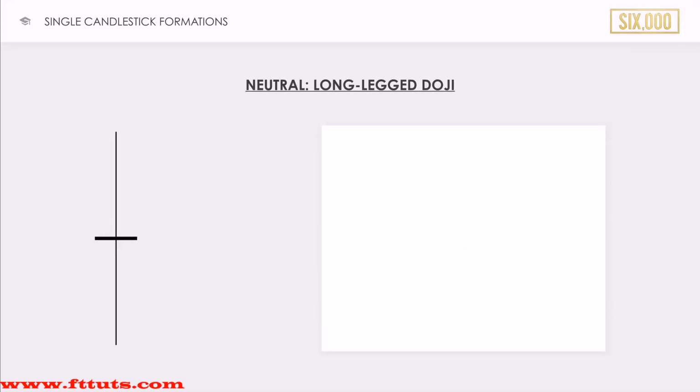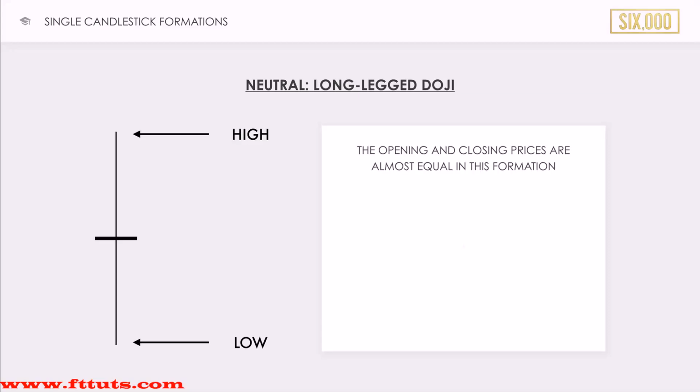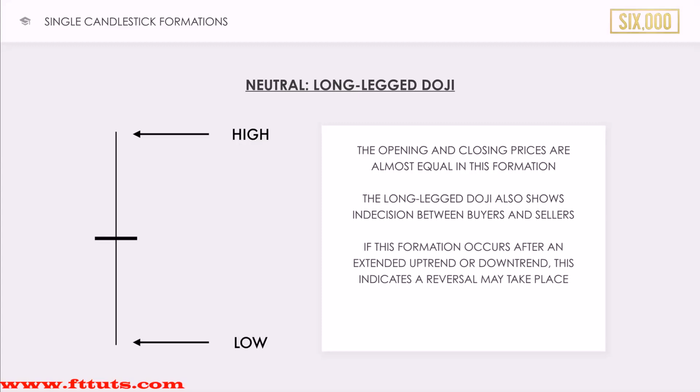Now, our next neutral candlestick is a long-legged doji. Now, it's the same as before. We have the low and the high price, but the body is significantly smaller. The open and close price is almost exactly the same. So as I've mentioned, the opening and closing prices are almost equal in this formation, and the long-legged doji also shows indecision between buyers and sellers. If this formation occurs after an extended uptrend or downtrend, this also indicates a reversal may take place.